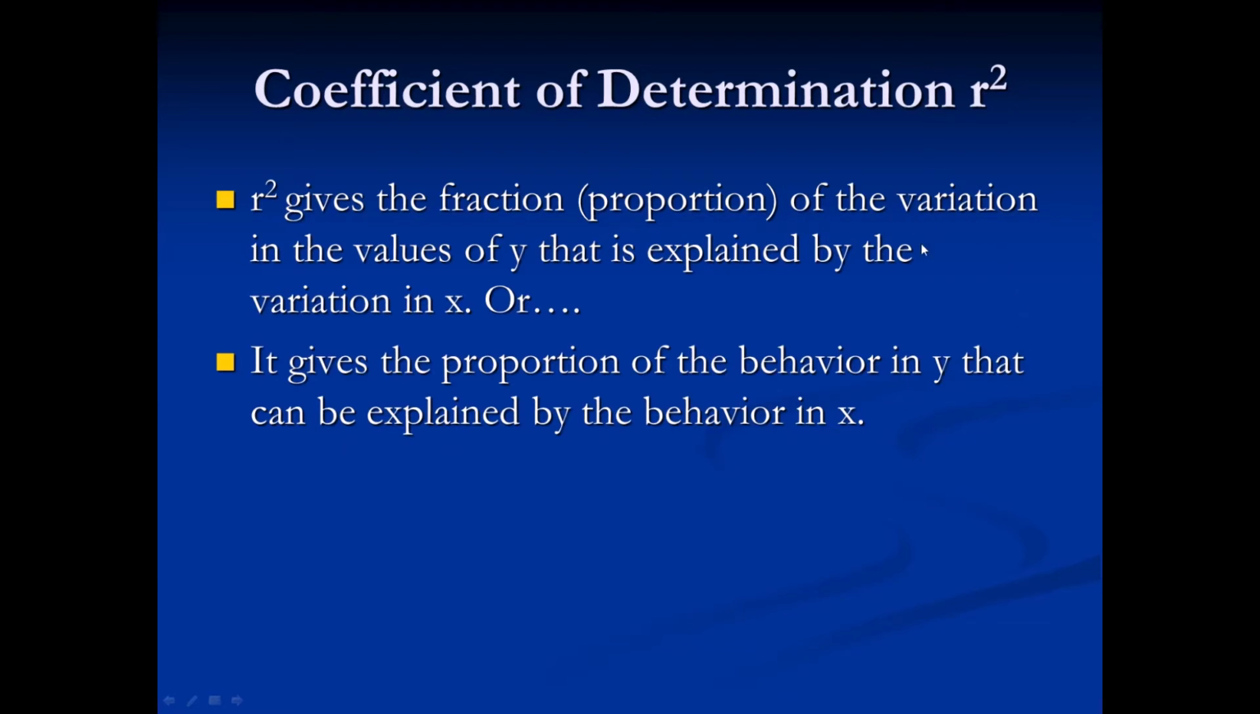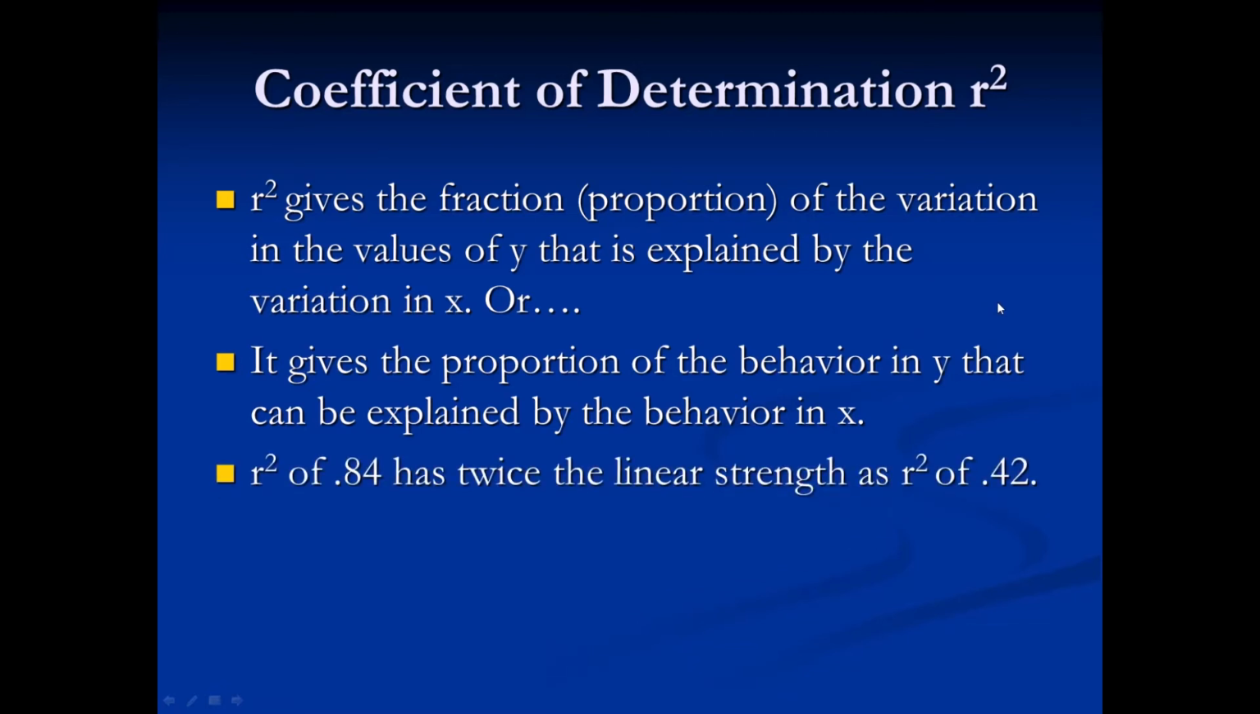Some people prefer the variation explanation. Some people prefer the behavior. It's going to work either way. I actually like to think in terms of behavior, but whatever. All right, so here an r squared of 0.84 does have twice the linear strength of an r squared of 0.42. So we can make that comparison.